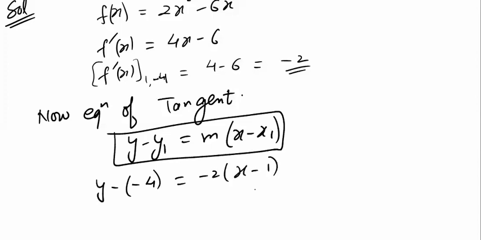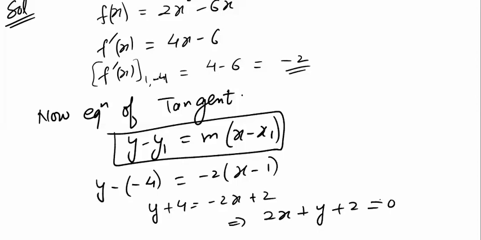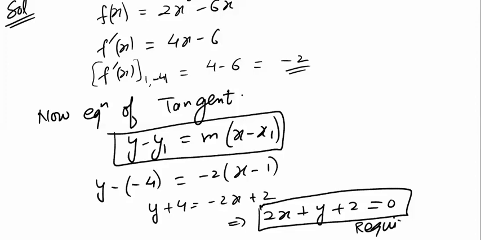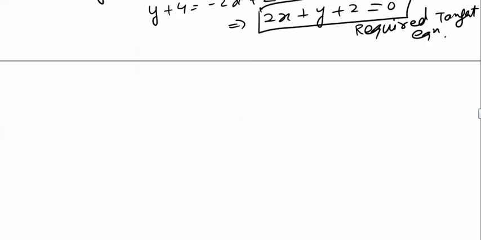Very simply solve it, you will get the answer. y plus 4 is equal to minus 2x plus 2, which implies that 2x plus y plus 2 is equal to 0. That is the equation of the required tangent. Clear? That is how to solve this particular type of question.